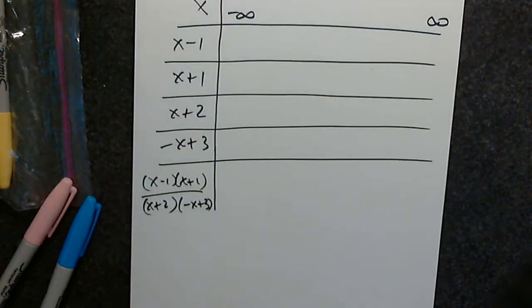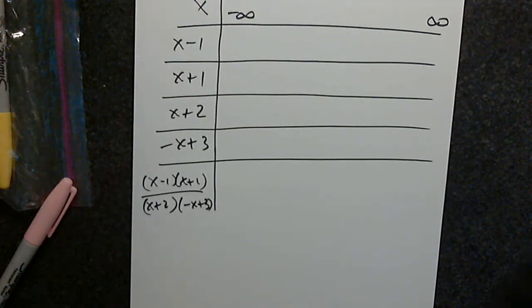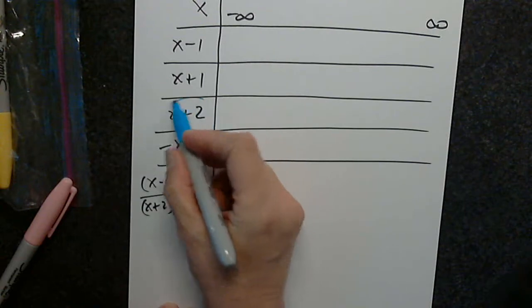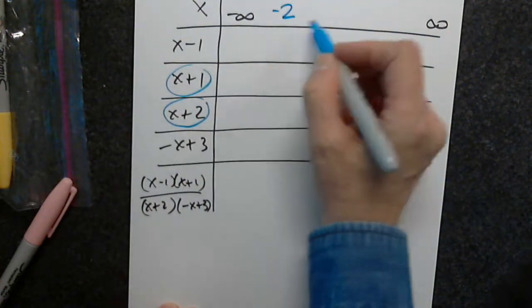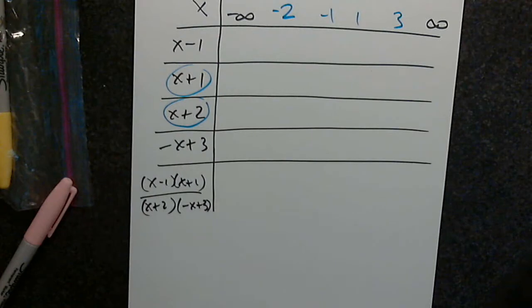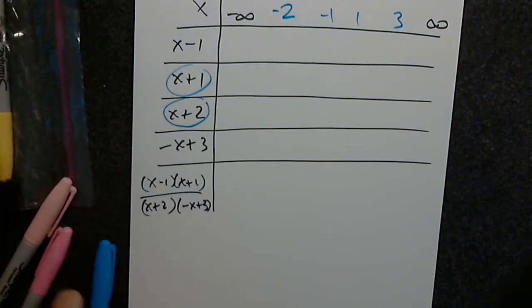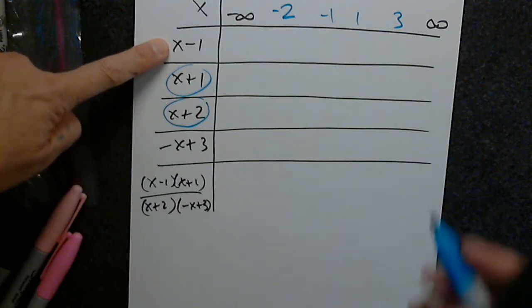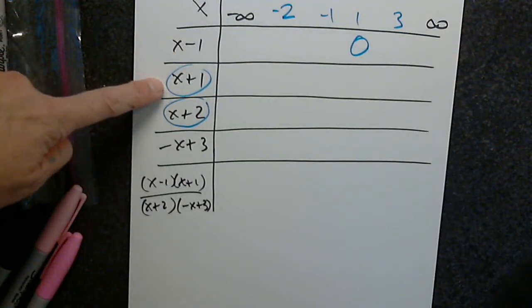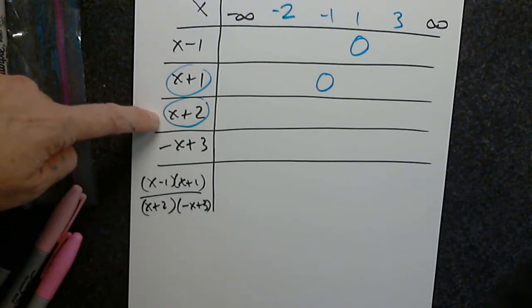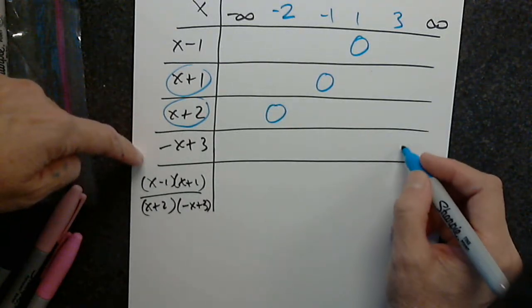How many numbers will you put at the top? The answer is 1 for each factor. But they have to be in ascending order, so be careful. Tell me from left to right. Negative 2, negative 1, 1, and 3. Excellent. So where do I put the 0 for x minus 1? Under 1. Excellent. For x plus 1? Negative 1. Excellent. For x plus 2? Of course. And under 3.